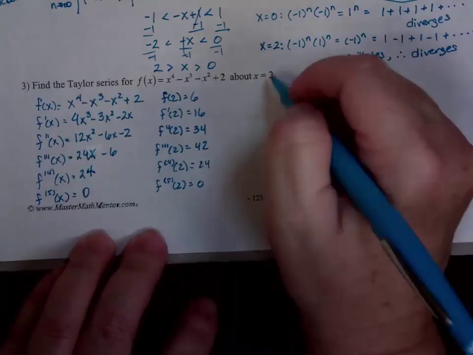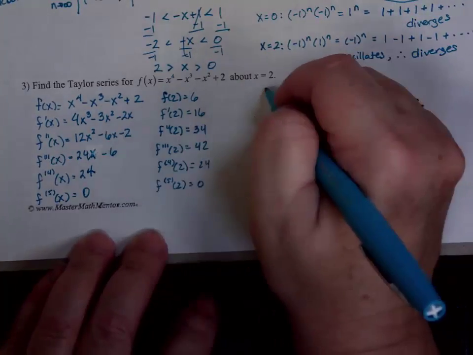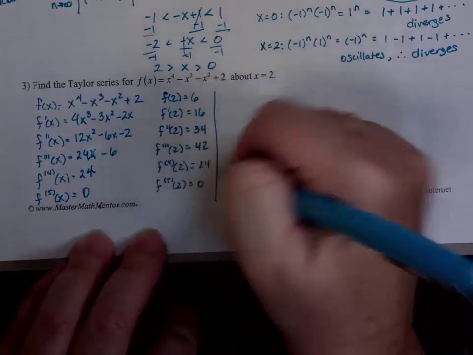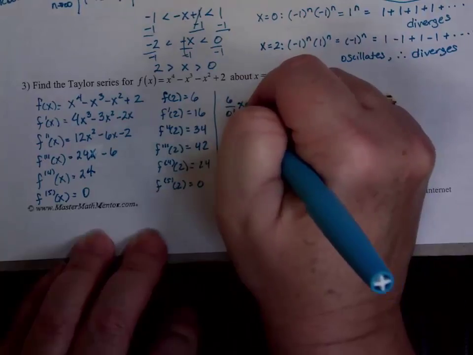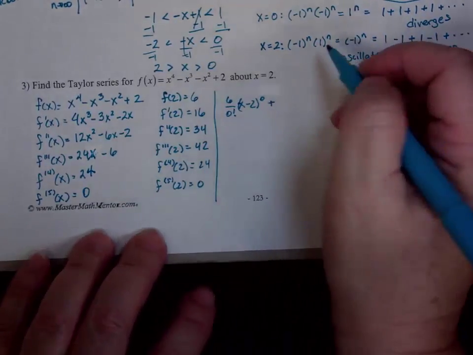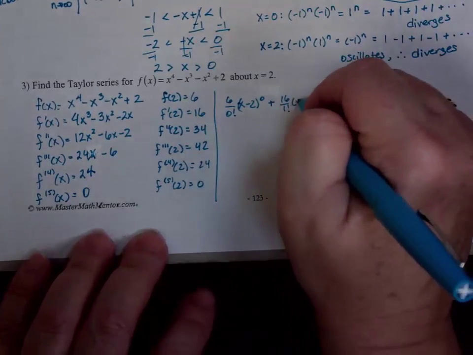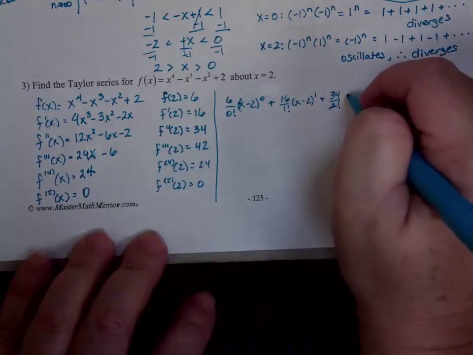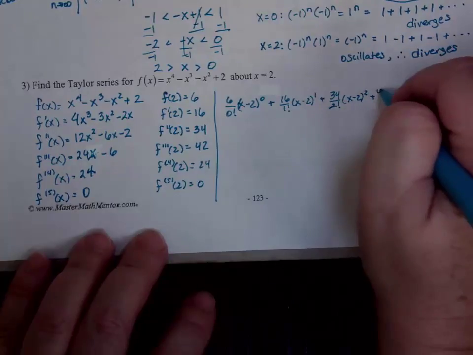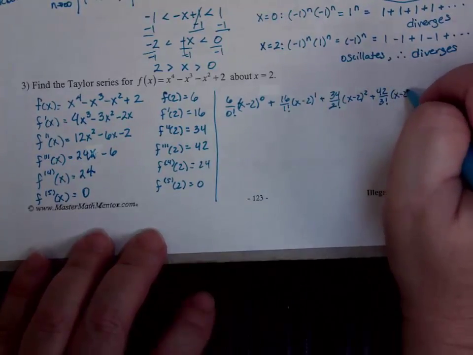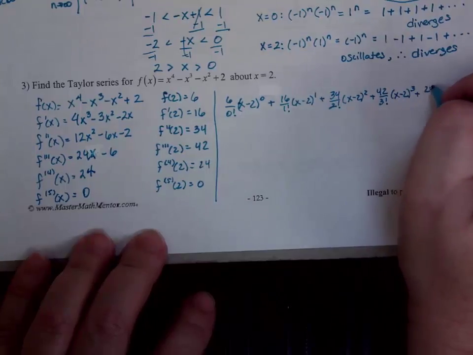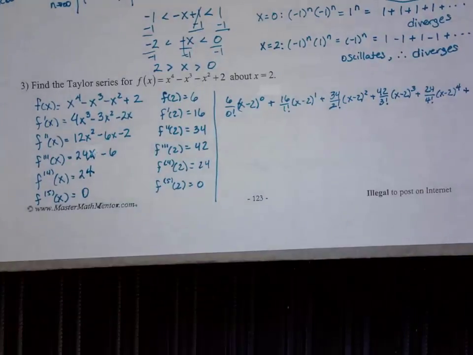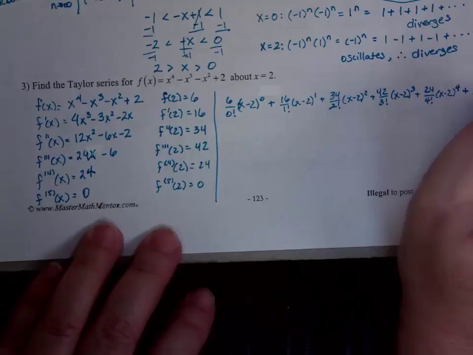Okay, now if we build this thing, we're going to end up with the 6. Oops, I better move over. I'm not going to have enough room if I don't. So I'm going to draw a line right there. So 6 over 0 factorial (x minus 2) to the 0, plus 16 over 1 factorial (x minus 2) to the first, plus 34 over 2 factorial (x minus 2) squared, plus 42 over 3 factorial (x minus 2) cubed, plus 24 over 4 factorial (x minus 2) to the fourth, plus 0 over 5 factorial (x minus 2) to the fifth.